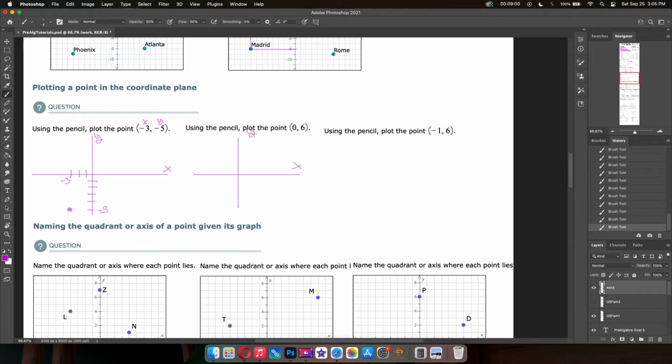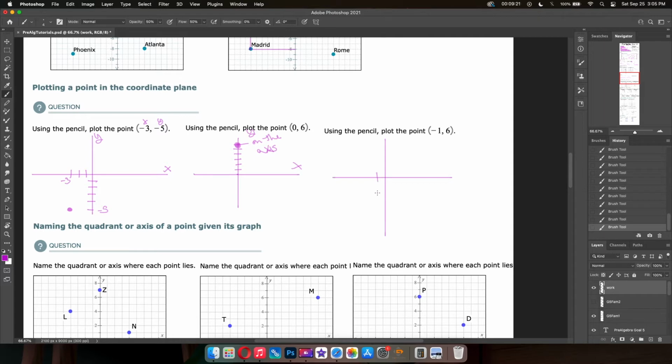Now we do it again. X and y. We want 0, so we're not moving at all. And then we're going up 1, 2, 3, 4, 5, 6. When you have a point like this, I don't know if you'll see it in a later topic, but this is considered on the axis, and we'll talk about that more. I believe it's covered in a later topic.